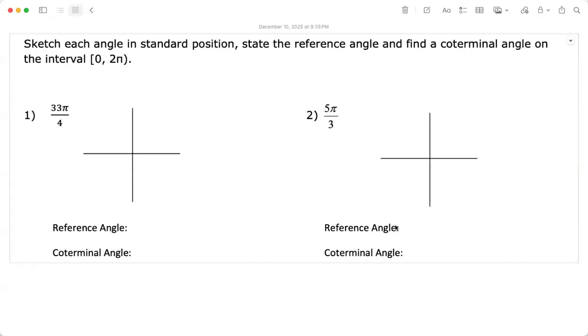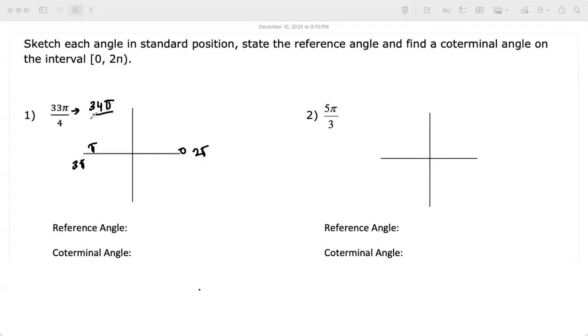How about: sketch each angle in standard position, state the reference angle, and find the coterminal angle. See, this goes to the nearest pi. This is 0, pi. Again, you go to 2 pi, 3 pi. What is the nearest pi it can go to? 34 pi by, I'm sorry, 34 pi by what?